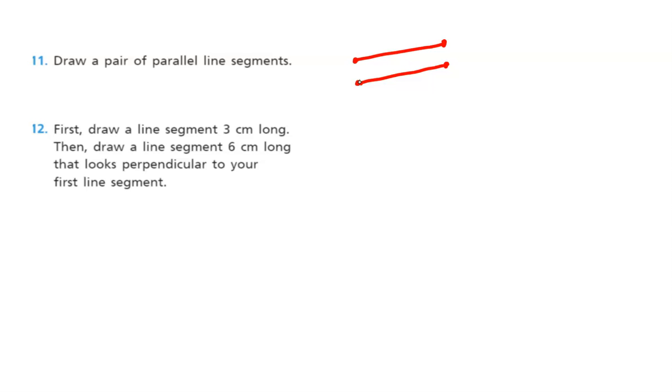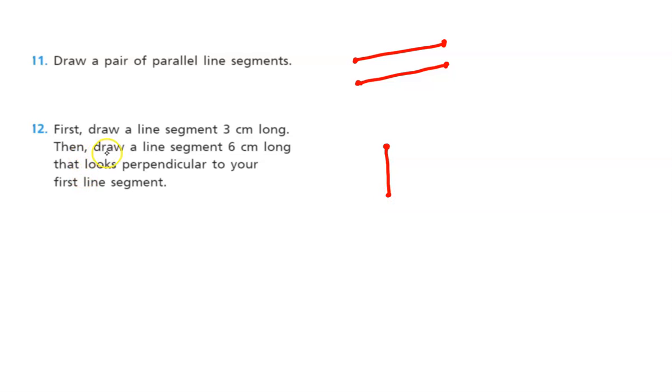And then it says, first draw a line segment 3 centimeters long, then draw a line segment 6 centimeters long that looks perpendicular to your first line segment. Well, I'm going to help you. It doesn't have to be 3 and 6 exactly. But here's what I want you to notice. If you had something like a 3 centimeter line, maybe it is that long. Sure, why not? And it wants it to be a line segment.